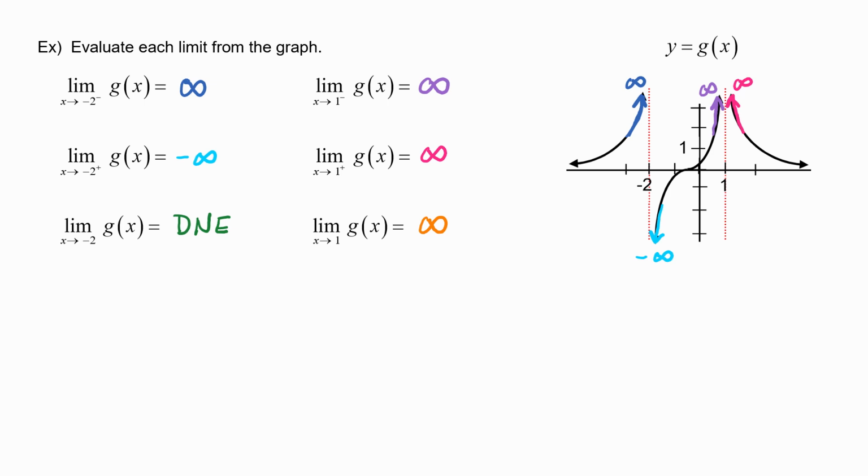And something important to notice here is when we have infinite limits, take a look at what's happening at the graph. As the y values go to either infinity or negative infinity, this is occurring at vertical asymptotes on the graph.